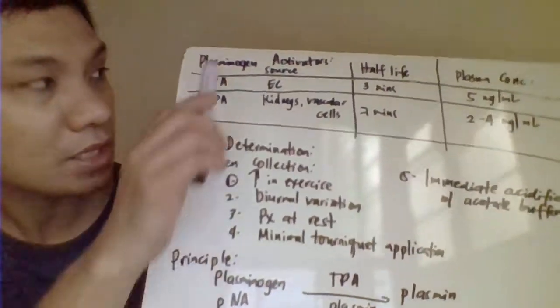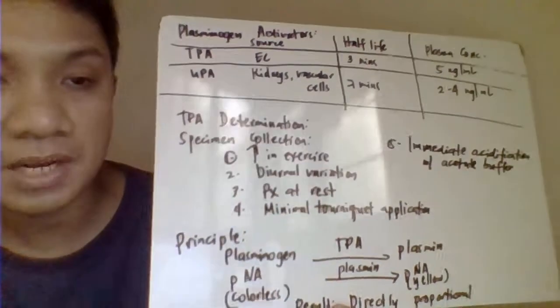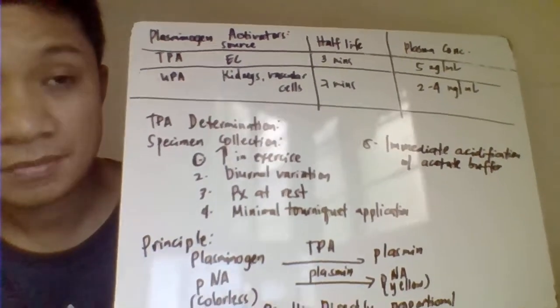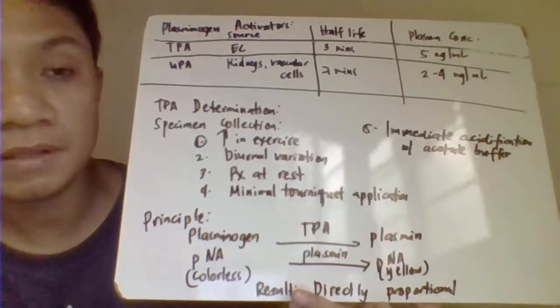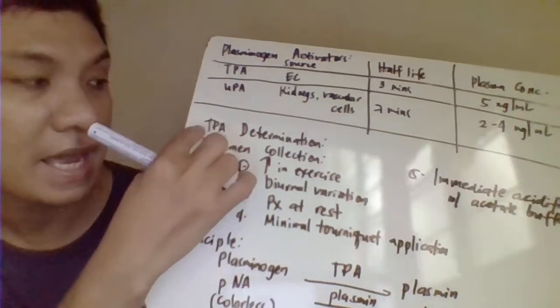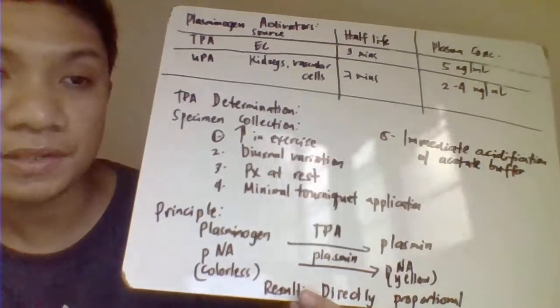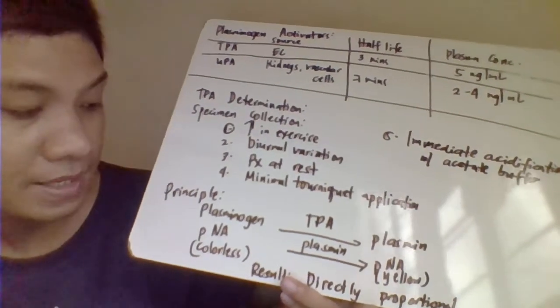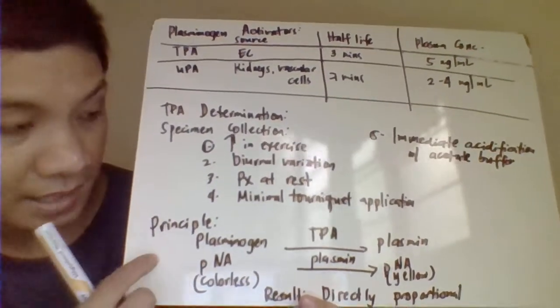Most likely, between the two, the one we usually measure, or the available test for measuring your activators, would be TPA. So this is also a TPA chromogenic substrate assay. It's a chromogenic substrate assay.